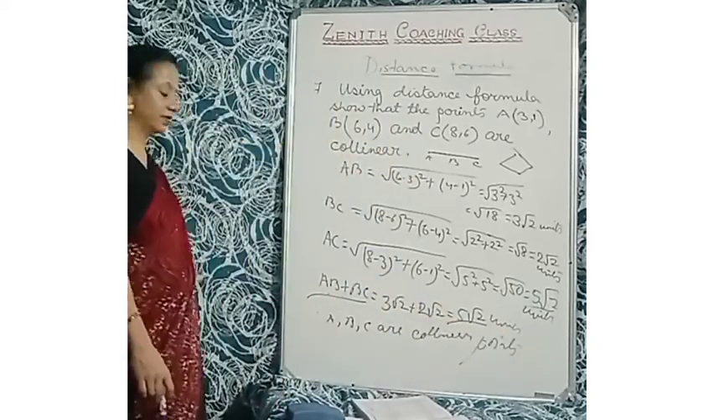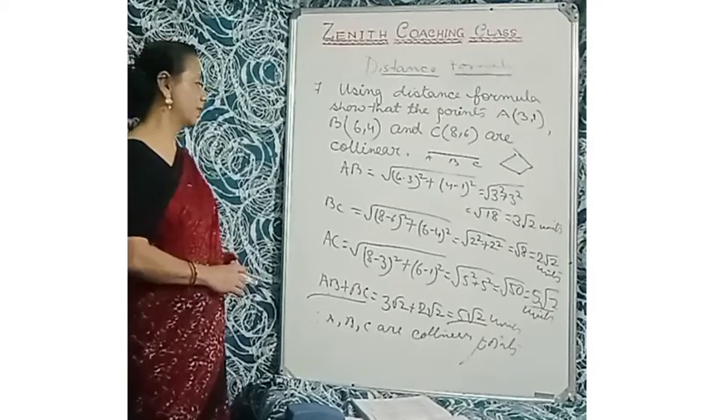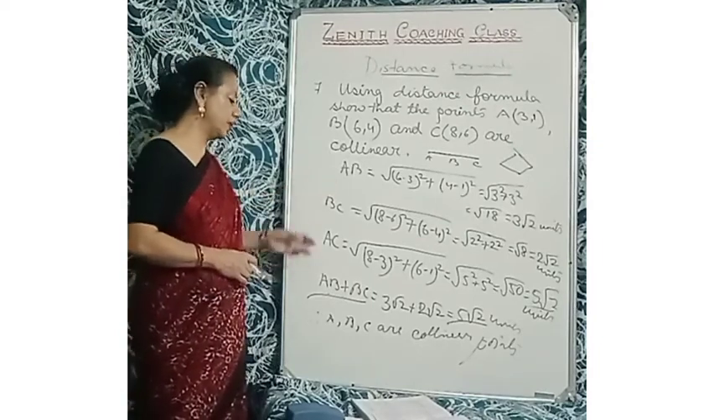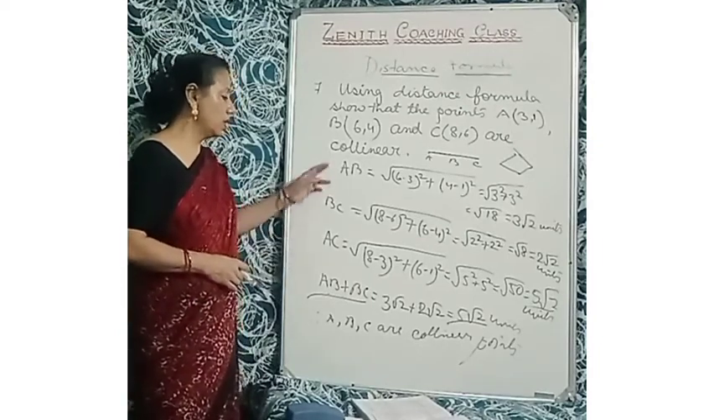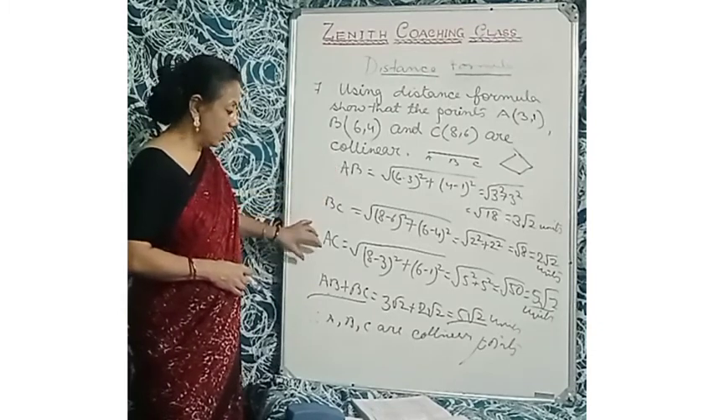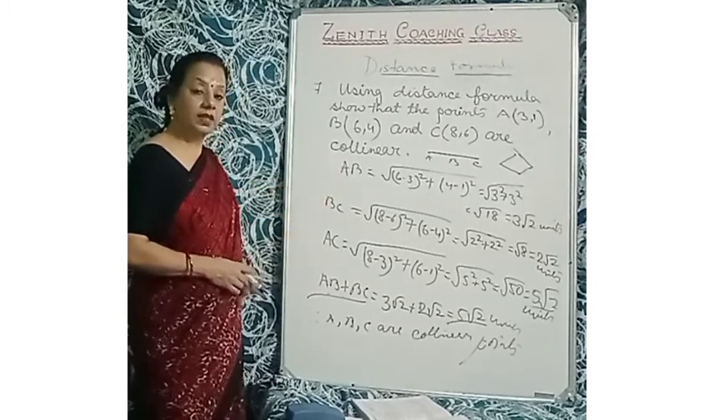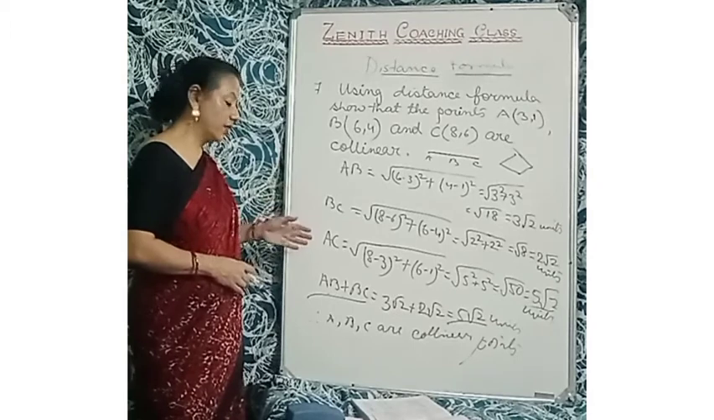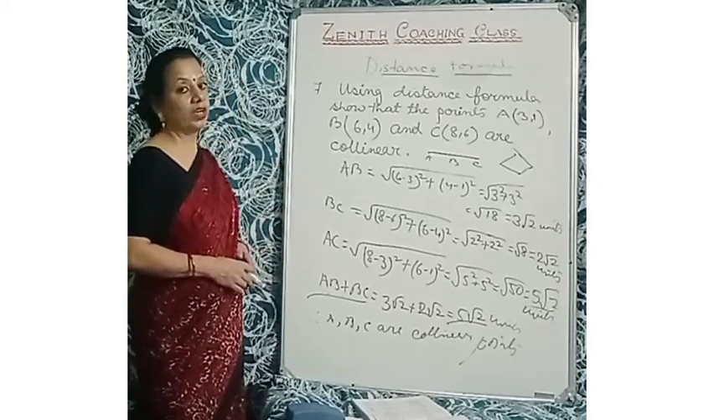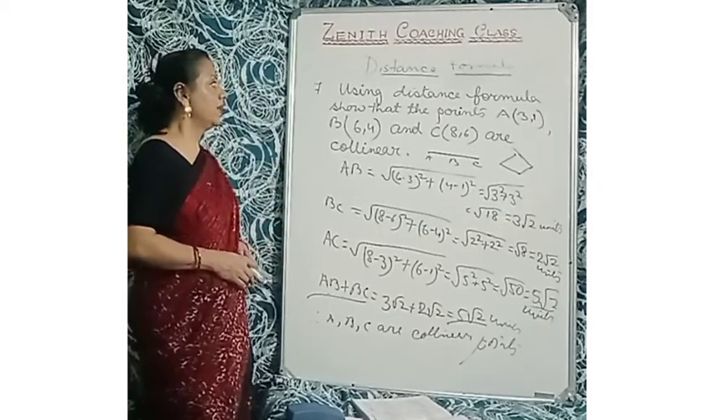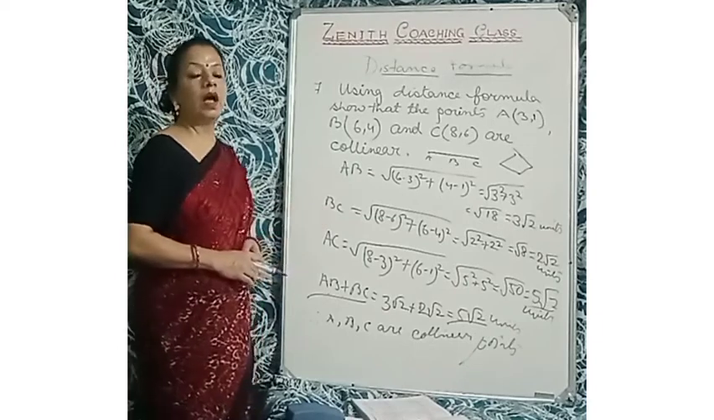Understood? Easy sum or tough sum? First you have to find out AB, then BC, then AC. If AC is equal to AB plus BC, then they are collinear. If they are not equal, then they are non-collinear points. So children, this is a concluding sum for today.